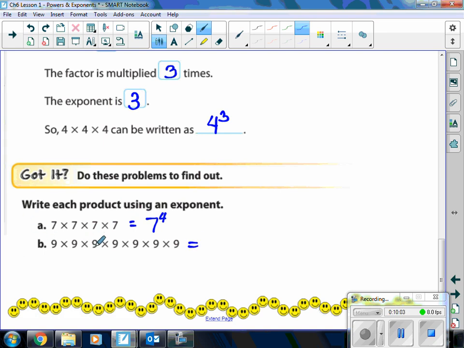All right, so here we have 9 times 9 times 9 times 9 times 9 times 9 times 9, right? So what's the base going to be? 9. Very good. And how many times did we multiply 9 times itself? 1, 2, 3, 4, 5, 6, 7. So my exponent is going to be 7.